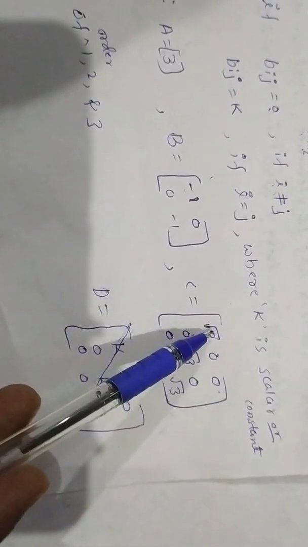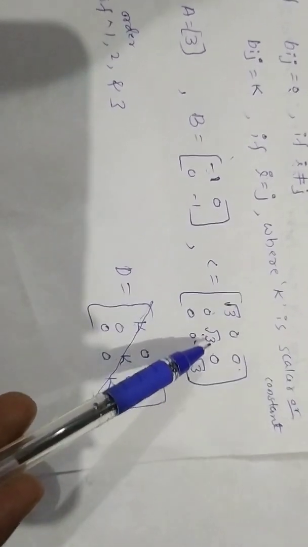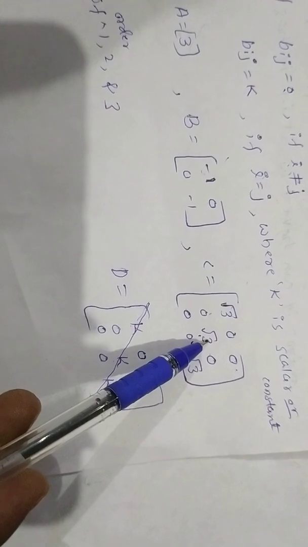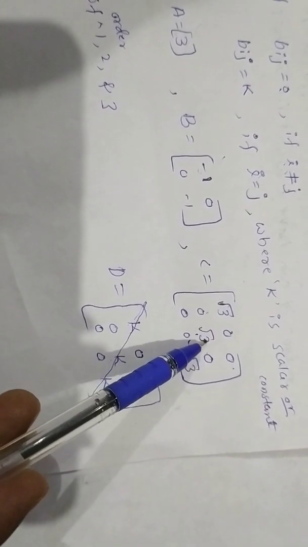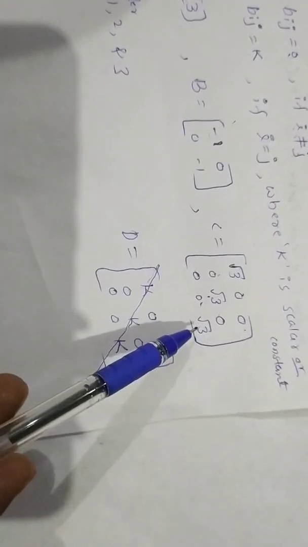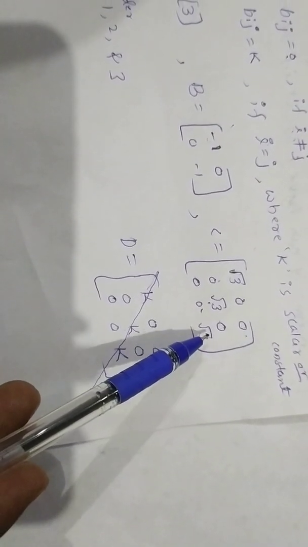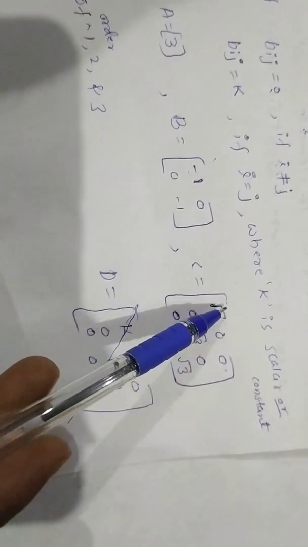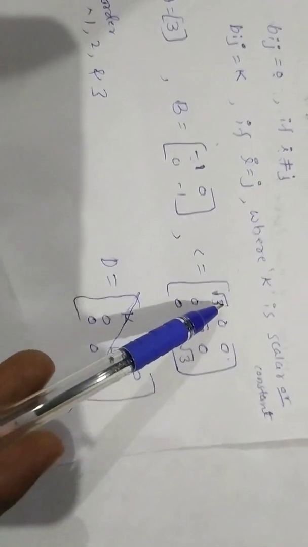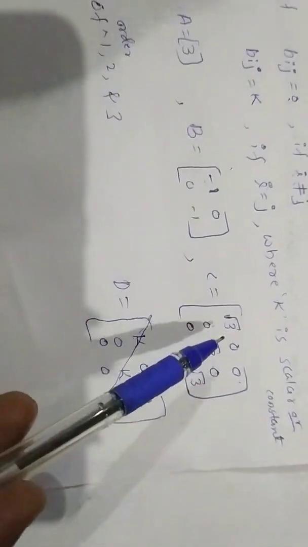First row, first column. Here the element is constant, root 3. Here second row, second column. This is i equals j. It is also constant. It is also root 3. And third row, third column. i equals j, which is also root 3. In all the three cases, the element is the same. It is a constant. It is a scalar. Hence the name scalar matrix.